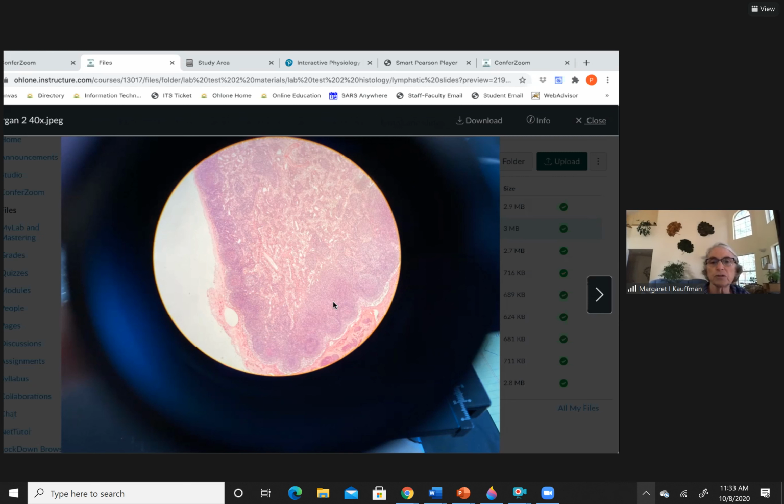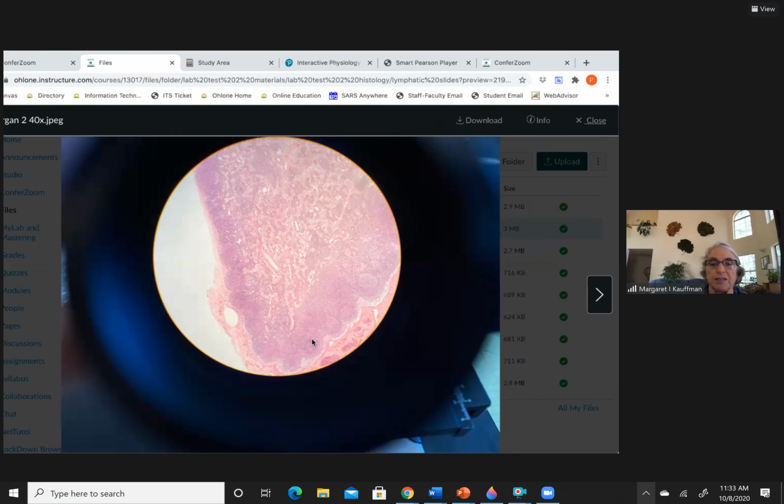So out in the cortex here, we're going to have B and T cells. And if you're seeing areas like here, where you don't see a dark ring with a light center, these would just be unactivated B cells waiting for their antigen.